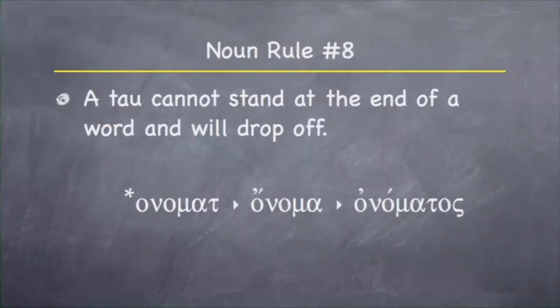Noun rule number 8. You've already seen this one. Noun rule number 8 is that a tau cannot stand at the end of a word, and so it drops off. So you have the stem onomat. No case ending is used in the nominative accusative singular. It's a neuter word. And so you go to onoma. Okay? The tau comes back in the genitive, onomatos, dative, onomati. But it drops off when it's the last letter in the word.